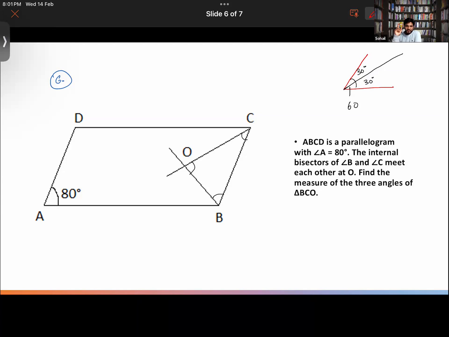Again, if you know the property now, then you will be able to solve it very easily. Properties ke, what is the opposite angles of a parallelogram? Are they equal or not? Same like question number 4, right?